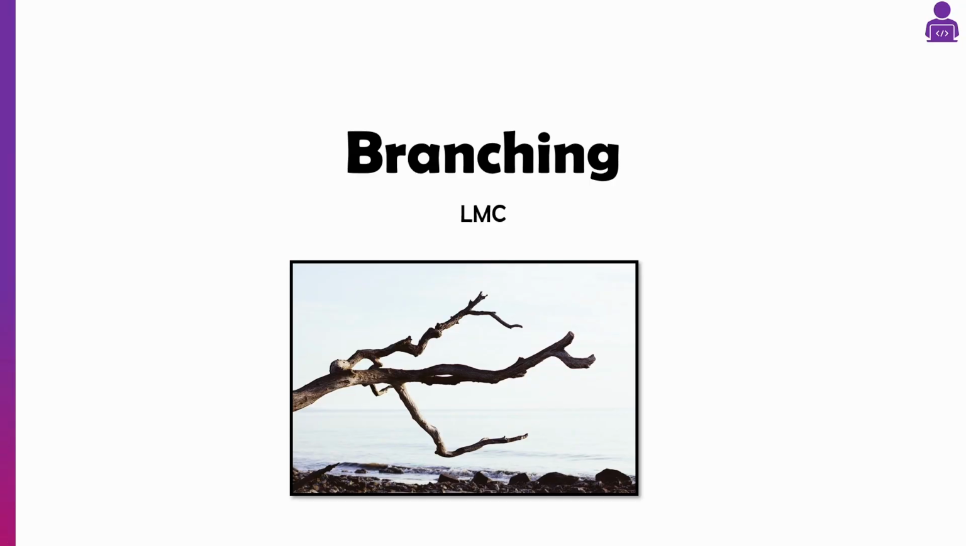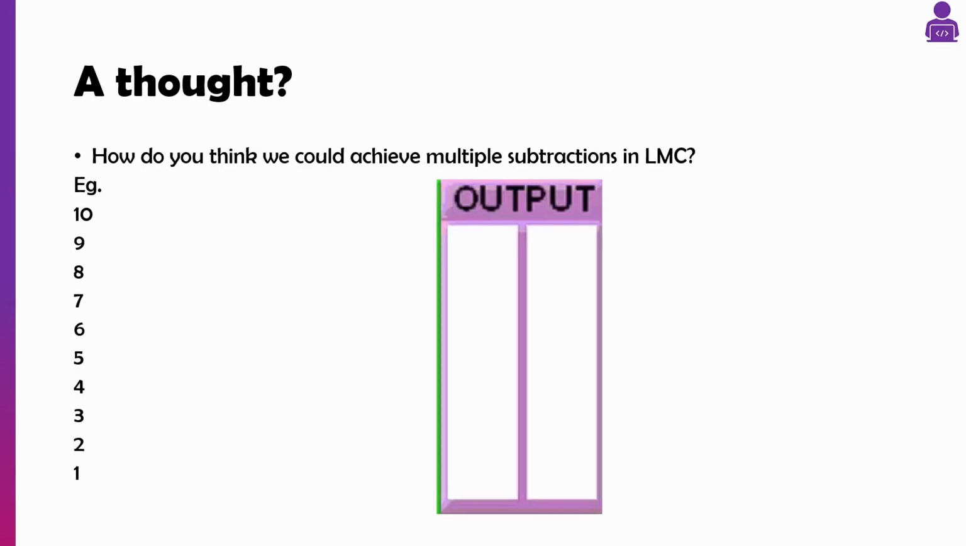And welcome back to the next video in the series where we're going to look at branching in LMC. So how do you think we could achieve multiple subtractions in LMC? So I'm saying counting from 10, 9, 8, 7, 6, 5, 4, 3, 2, 1 like the program on the right is. Now this has been done in LMC, it does work, so you can do it. So have a little think, how do you think that is possible in LMC?